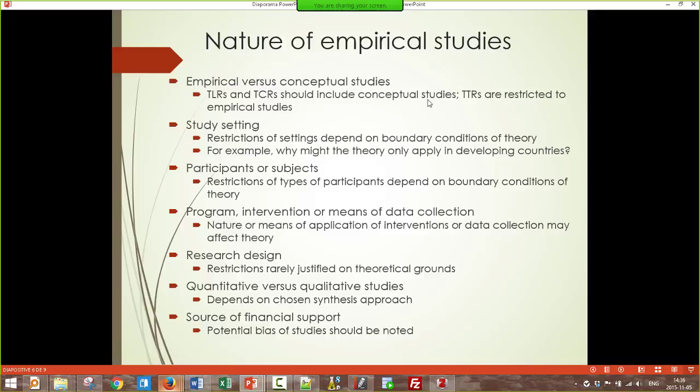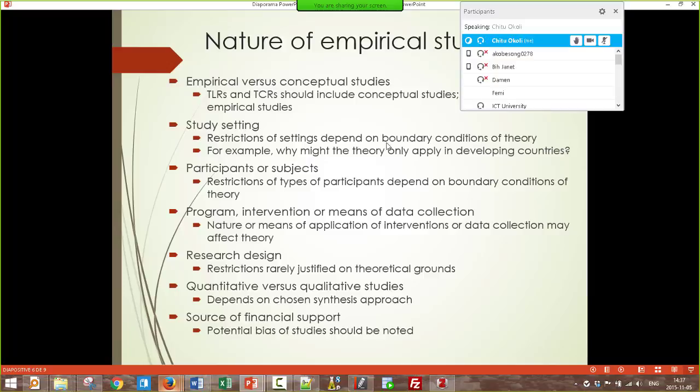So for theory landscaping reviews and theory contending reviews that are making theoretical arguments, it's a good idea to include conceptual studies. However, theory testing reviews, where you're trying to find out, when people have tested this theory, what did they find? Was it supported or not supported, and why? Well, you can't do that with studies that did not test the theory. You can only include studies that actually collected data and analyzed it to test the theory. So by definition, it only includes empirical studies.